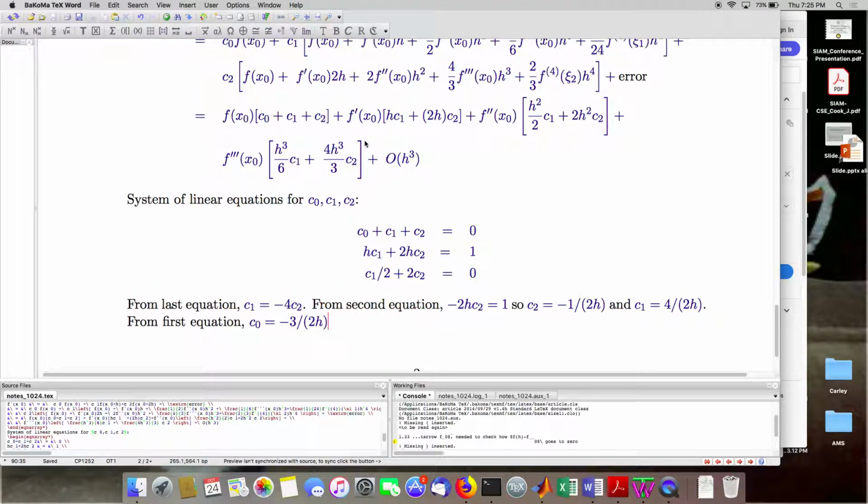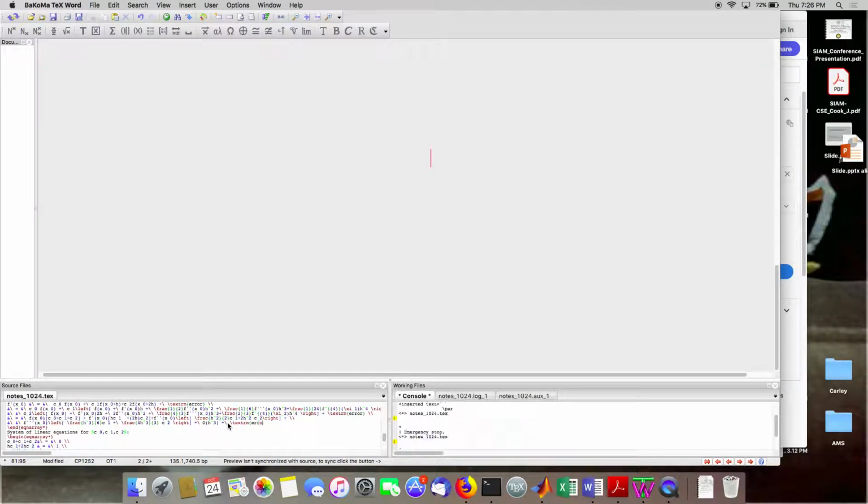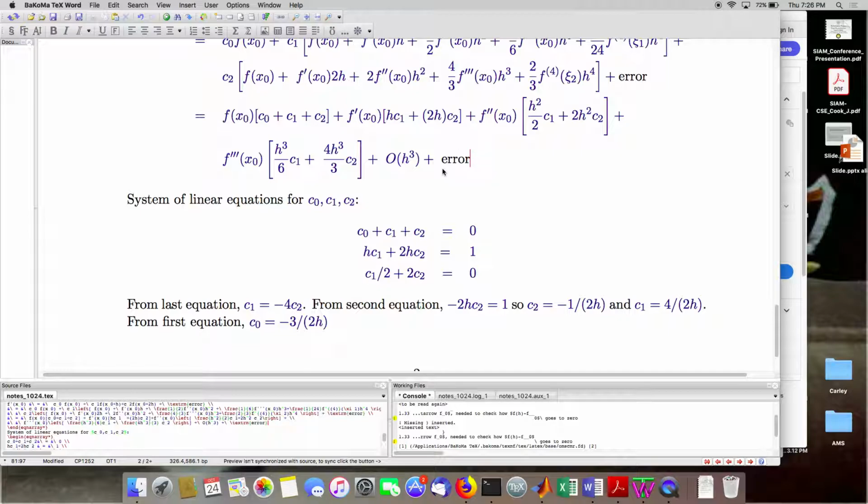So now, this will drop out. This will become f prime of x naught. And then this will drop out also. Oh, I need to put in the error that goes here, since I had it on every other line. So now what I need to do, to get a hold of a leading term in my error, is substitute C1 and C2 into here.